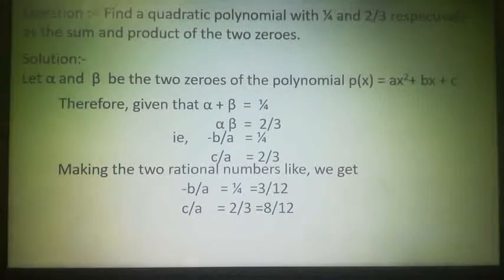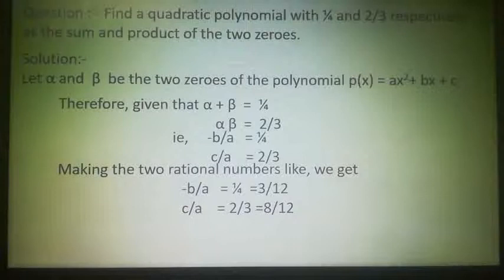So making the two rational numbers alike, we get minus b by a is equal to 1 by 4, that is equal to 3 by 12. We are going to make the denominator 12 by multiplying both the numerator and denominator by 3. So 3 by 12, and c by a, the second one, is 2 by 3, which is equal to 8 by 12. Now the denominators are the same. So 12, 12. So the value of a in this is 12.